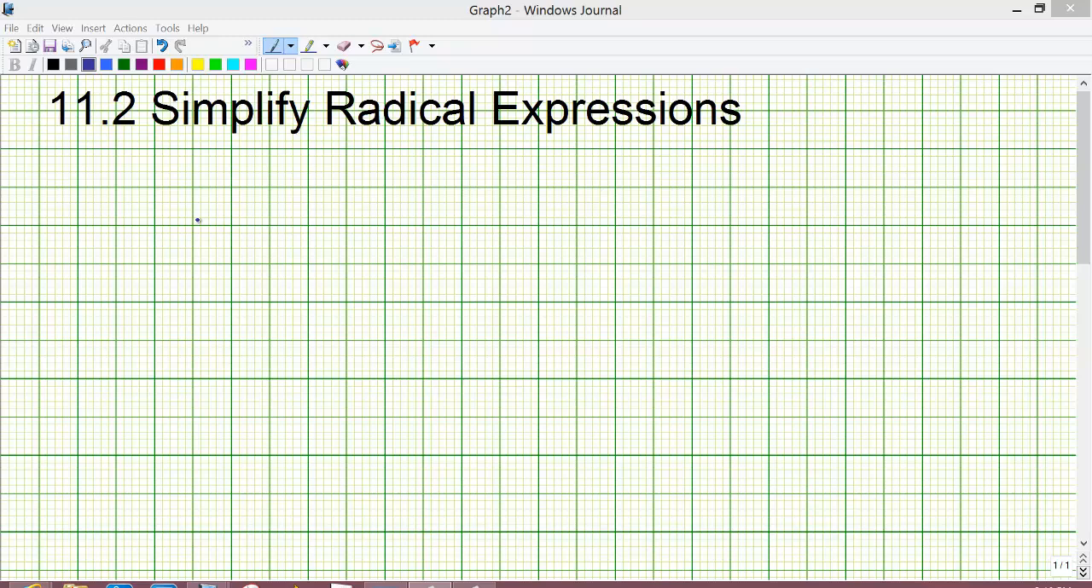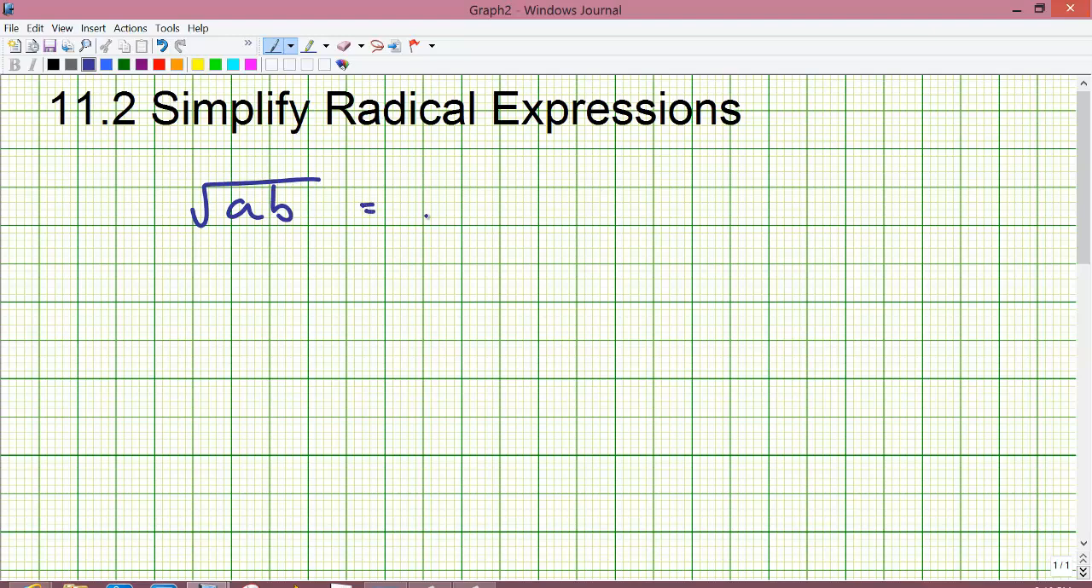Okay, today we're going to start chapter 11, and we're going to kick off by looking at 11.2, simplifying radical expressions. And we're going to start this by looking at what is known as the product property of radicals, which is this. So the square root of a times b, the square root of the product of a and b, is the same as the product of the square roots of a and b.